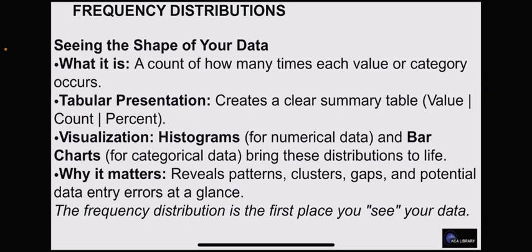So now let's look at frequency distributions, which is seeing the shape of your data: what it is, tabular presentation, visualization, and why it matters. Frequency distribution is a count of how many times each value or category occurs in your work, while tabular presentation creates a clear summary table, which could show value, count, or percentage. For visualizations, we have histograms for numerical data and bar charts for categorical data.